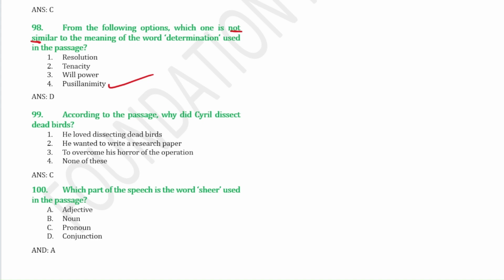According to the passage, why did Cyril dissect dead birds? To overcome his horror to the operation. That is C. So all these are A, B, C, okay?